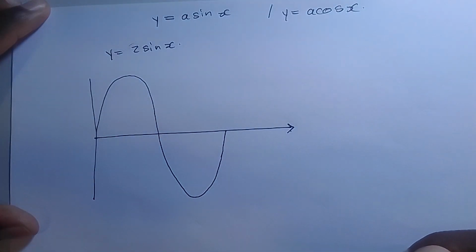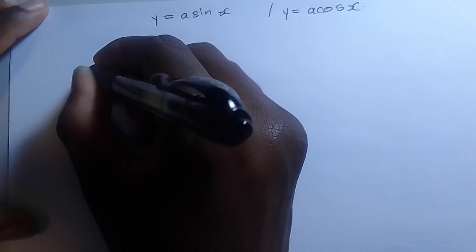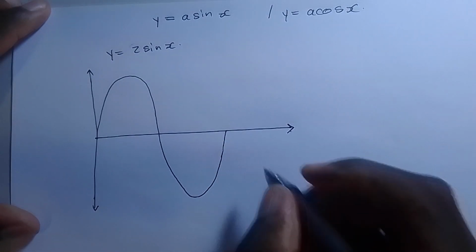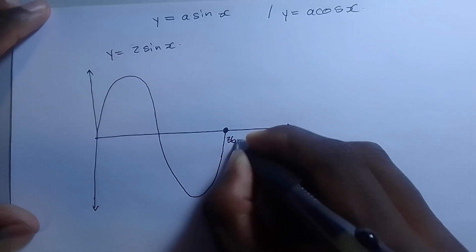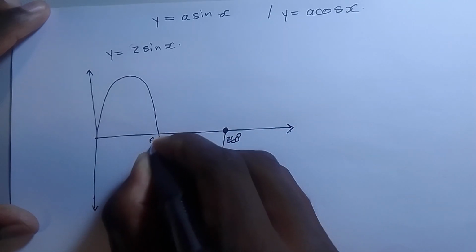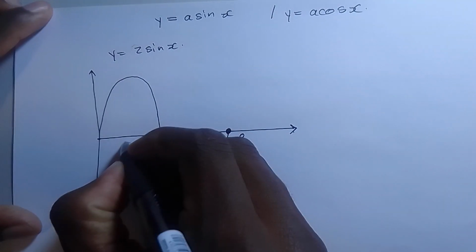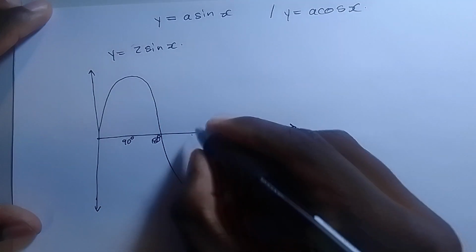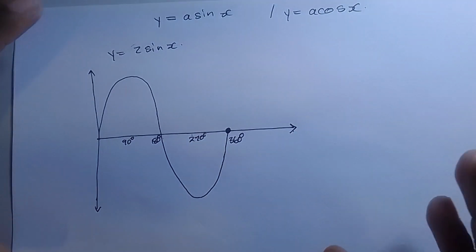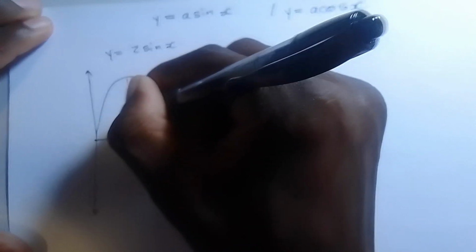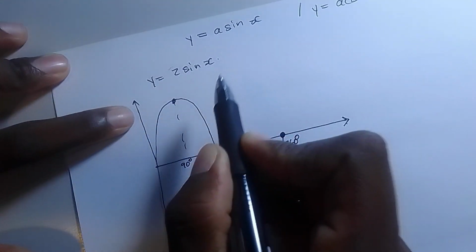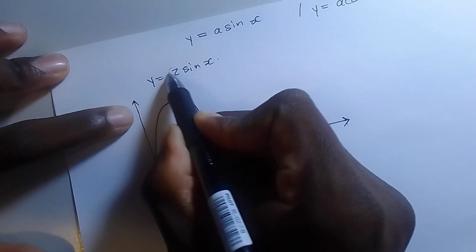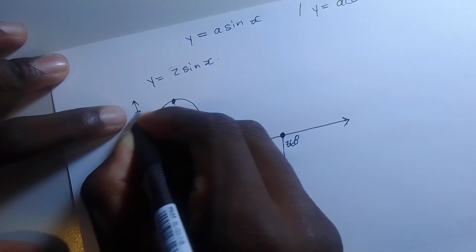It's going to be a bit taller than the mother graph, but the points are still the same, the intersection with the x-axis. So here it'll still be 360, here it'll still be 180, exactly like the mother graph. Here it'll still be 90, here it'll still be 270. This is the maximum, this is the minimum, this is the maximum, but the only difference is the maximum for the mother graph was 1, and now it's multiplied by 2. Therefore, this graph is going to end at 2.